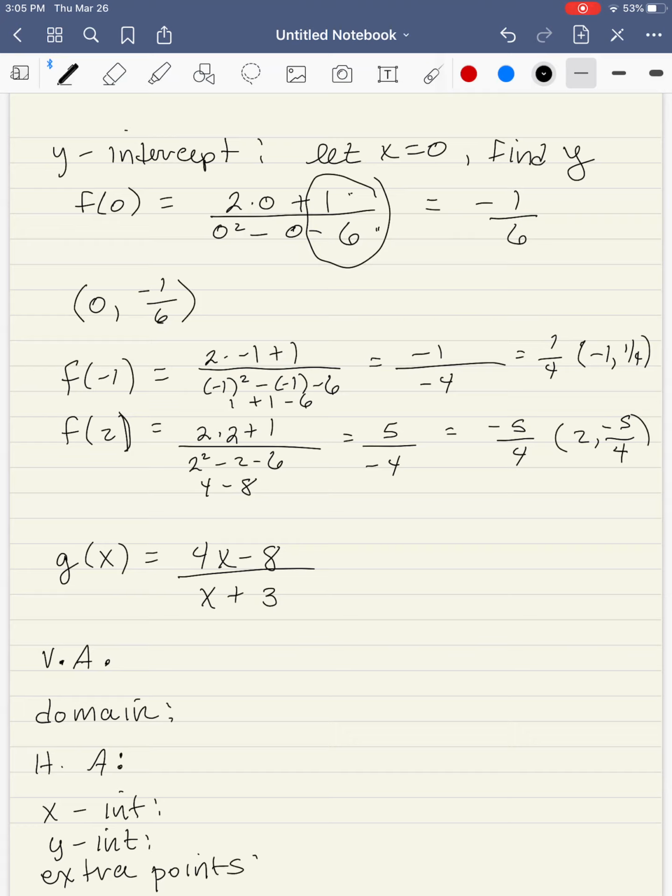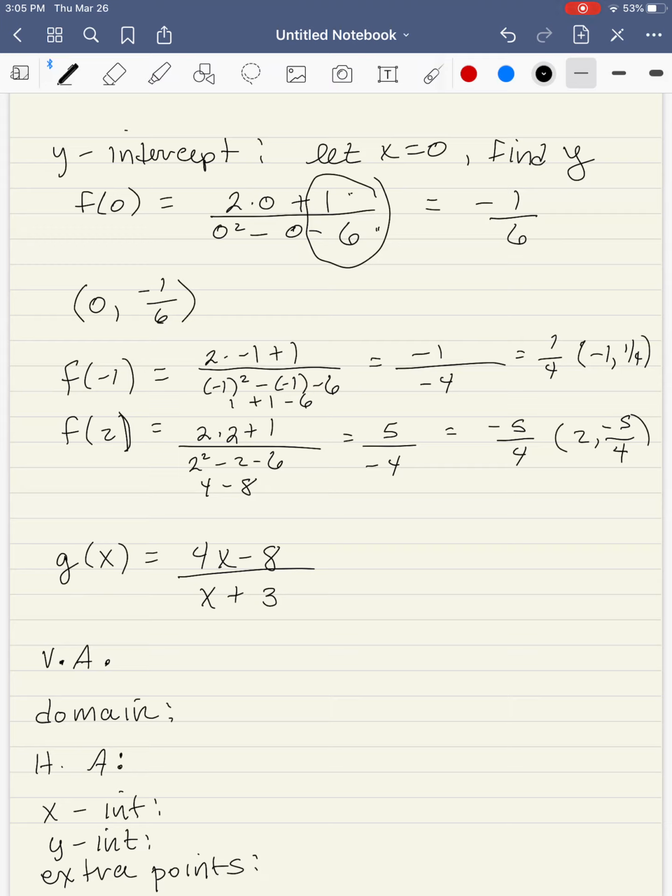And then we're going to see if we can graph this. So go ahead and find all of those values. Pause the video. Find each of those things. Draw your coordinate system. Put the vertical and horizontal asymptote on as dashed lines.